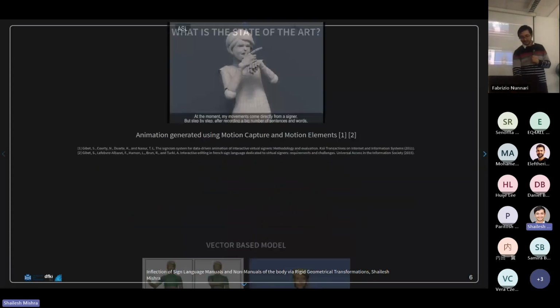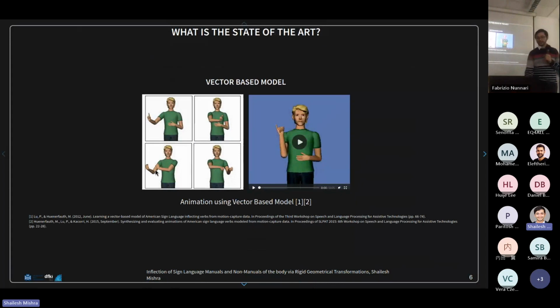Then there are other approaches such as this vector-based method, where you give a sentence and you ask the machine learning model to predict the inflection point. So how they do it is, in the next frame they will predict here, or here, or here, or here. And if you see the video, it looks something like this. Yeah, it's interesting.